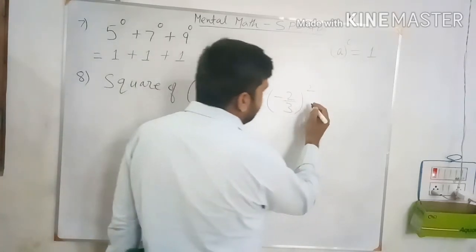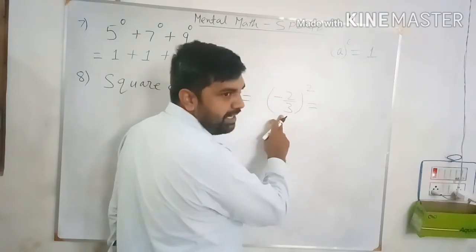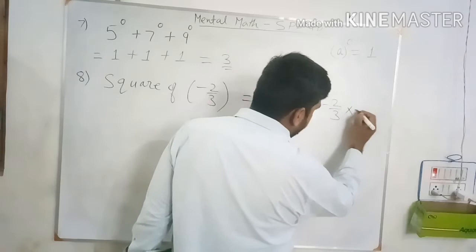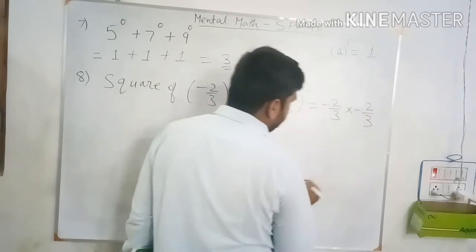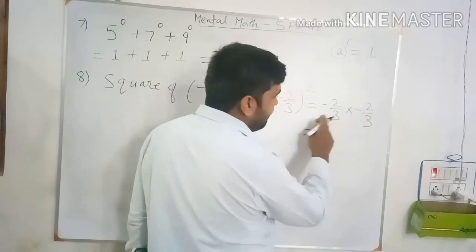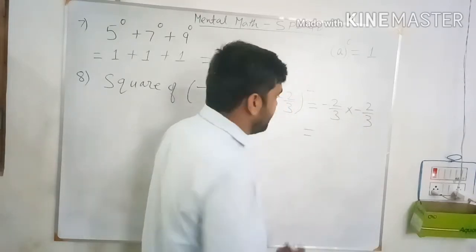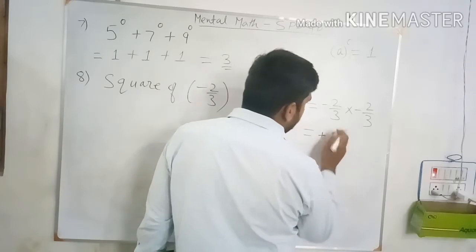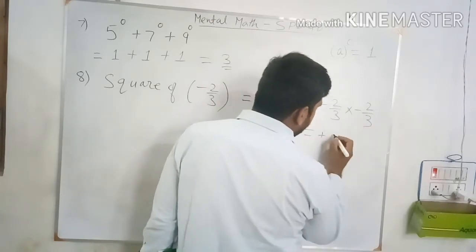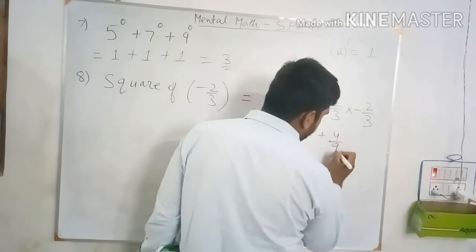Square means multiply the base, minus 2 by 3, by itself 2 times. So minus 2 by 3 multiplied by minus 2 by 3. What do you get as the answer? Minus minus is plus. When you multiply two minus signs, you get a positive product. 2 2s are 4, 3 3s are 9. So here you got 4 by 9.